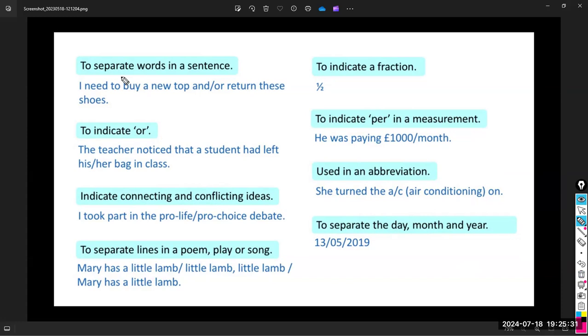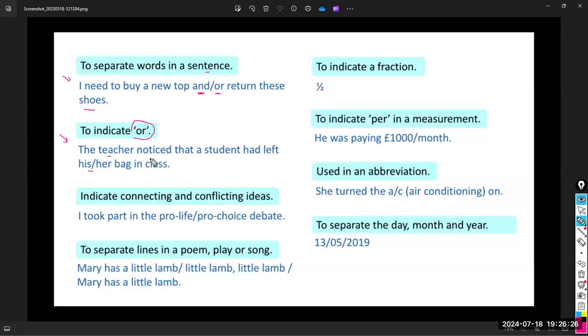So we said that usage number one is to separate words in a sentence. Let's take a look at this example. If you want to say, I need to buy a new top and or return shoes, you can use and, you can use or, both of them are correct. But in writing you have to write slash, and in speaking, in rule number one, you have to say or. In speaking you say or, but in writing you write slash. This is the example.